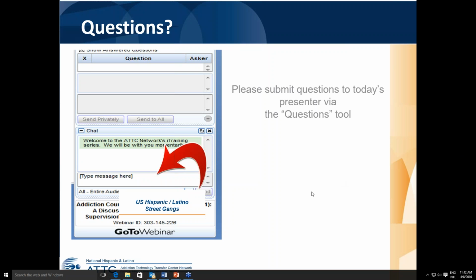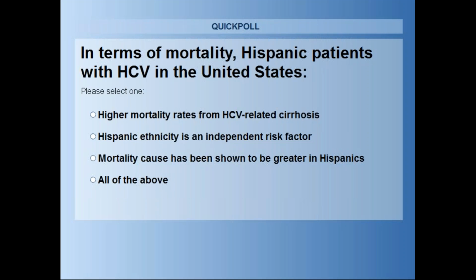Now we move on to our pretest. In terms of mortality, Hispanic patients with HCV in the United States, and we have that 33% say higher mortality rates from HCV related, 60% all of the above, and 15% mortality cause has been letter C.